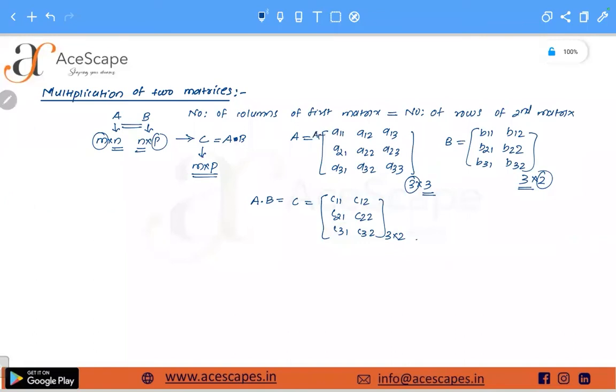Suppose I name the rows of this matrix as A1, A2, and A3. A1 is the first row, A2 is the second row, A3 is the third row. And the columns of B as B1 and B2. Then C11, that is the element in the first row and first column of this product, is equal to A1 into B1. We multiply the first row of the first matrix with the first column of the second matrix to give the element in the first row and first column.